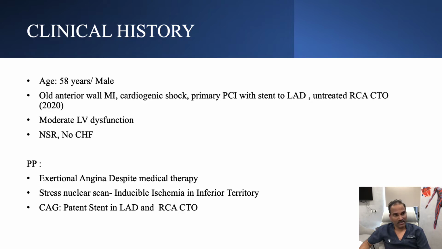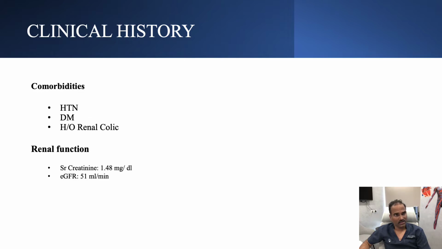But currently he came with exertional angina despite optimal medical therapy, and a stress nuclear scan showed inducible ischemia in the inferior wall territory, which is also a viable territory. CAG showed a patent stent in LAD and a right coronary artery CTO. So these are the comorbids.